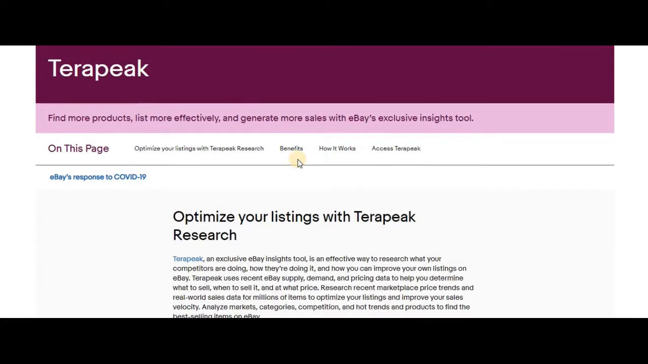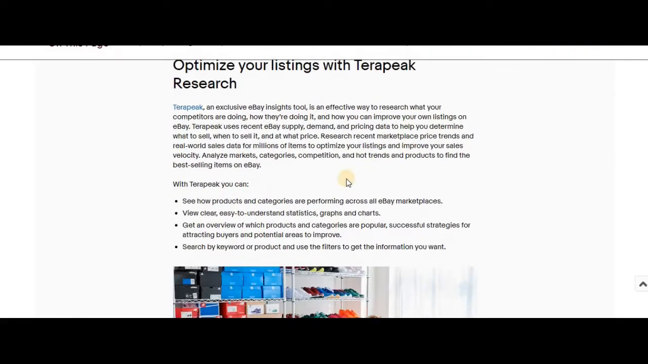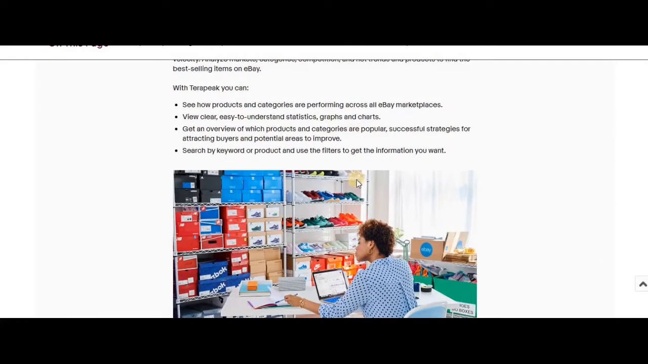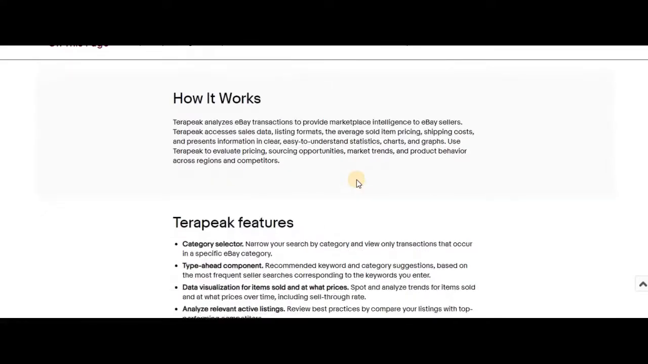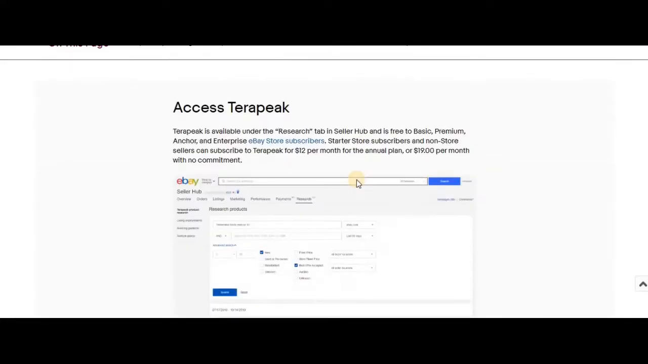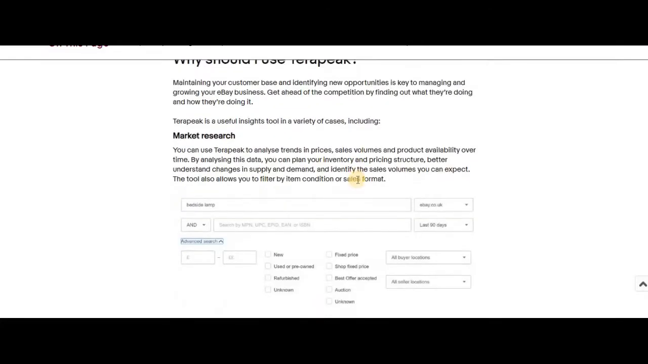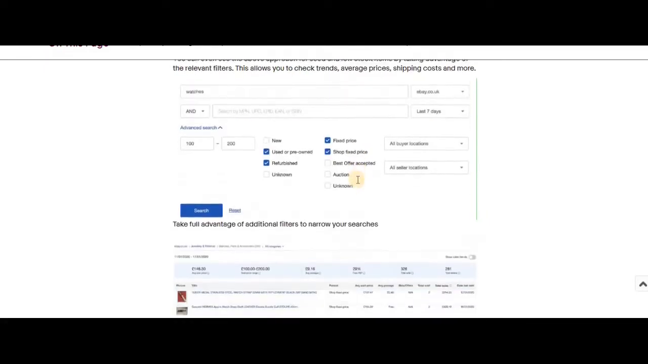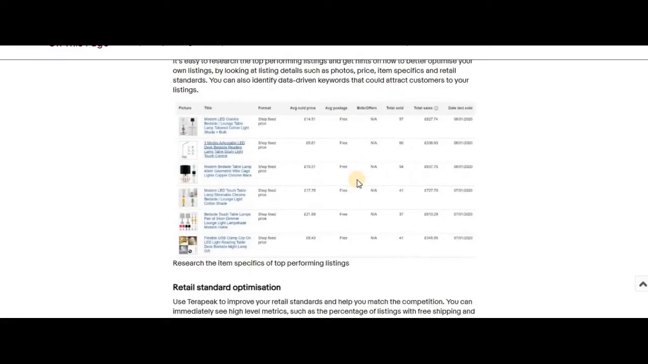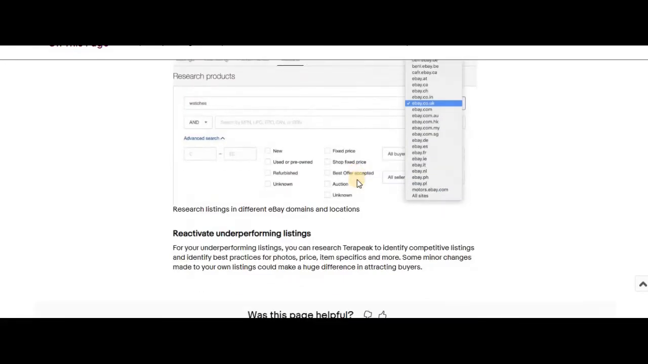Spot and analyze trends for items sold and at what prices over time. Data visualization for market share. Easily identify your top competitors' market share and calculate average item prices. Starting in March 2020, we will add more features to Terapeak to provide you with additional insights into your business data and that of your competitors.